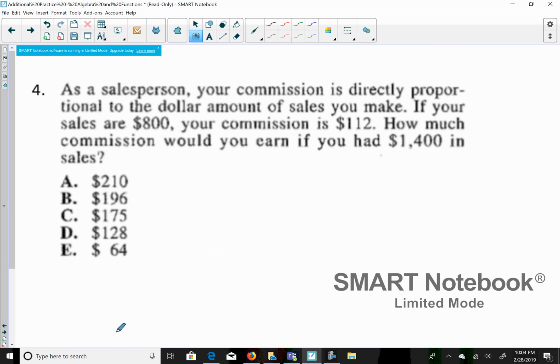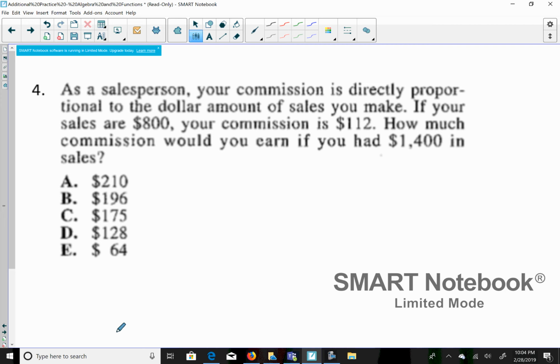Number 4, as a salesperson, your commission is directly proportional to the dollar amount of sales you make. If your sales are $800, your commission is $112. How much commission would you earn if you had $1,400 in sales?